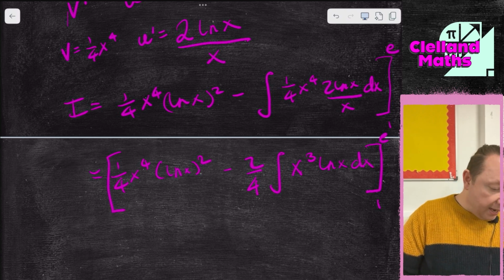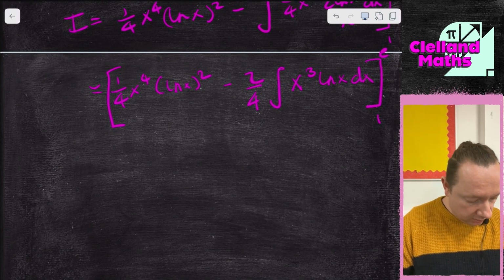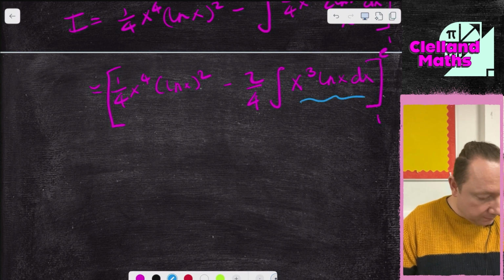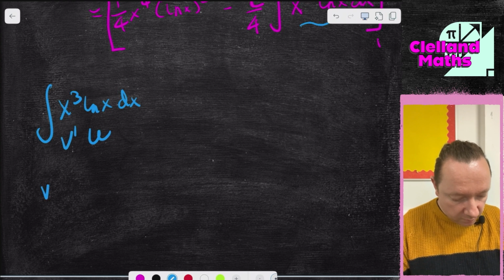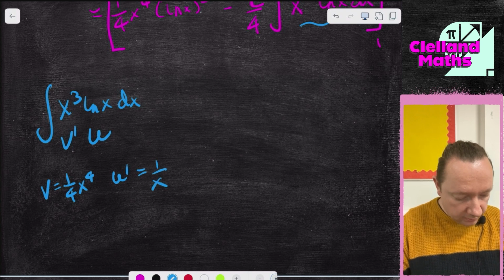So now let's just examine the x cubed log x. I'll do this in a different colour. I'm going to look at this bit. I want to integrate x cubed log x dx. That'll be my u and that'll be my v dash. So my v will be a quarter x to the 4. And my u dash will be 1 over x.